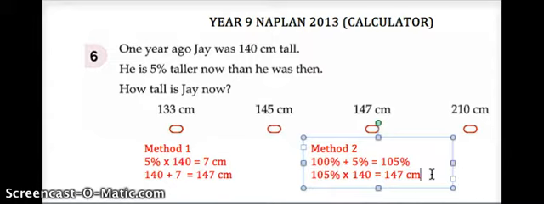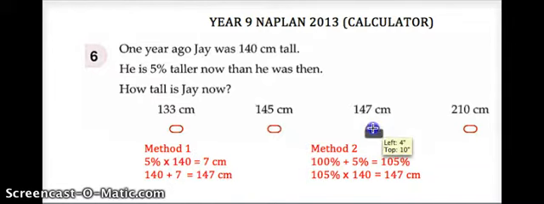Just remembering to do either 105 divided by 100 times 140 or enter 140 times 105% on your calculator, then pressing the equals button. So we'll just shade in the correct answer, which is 147.